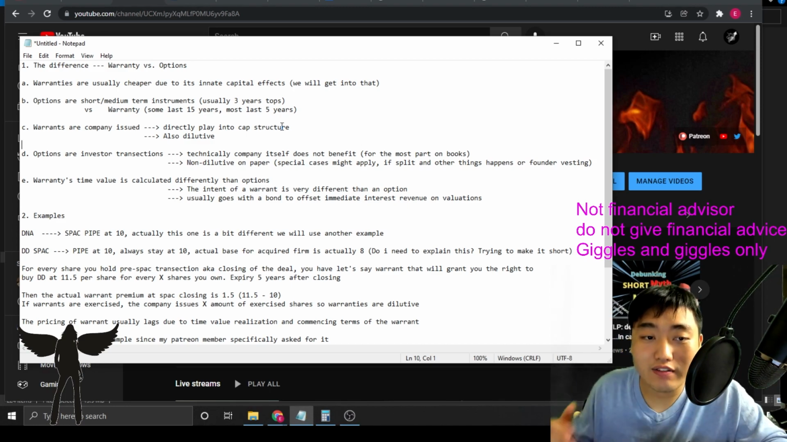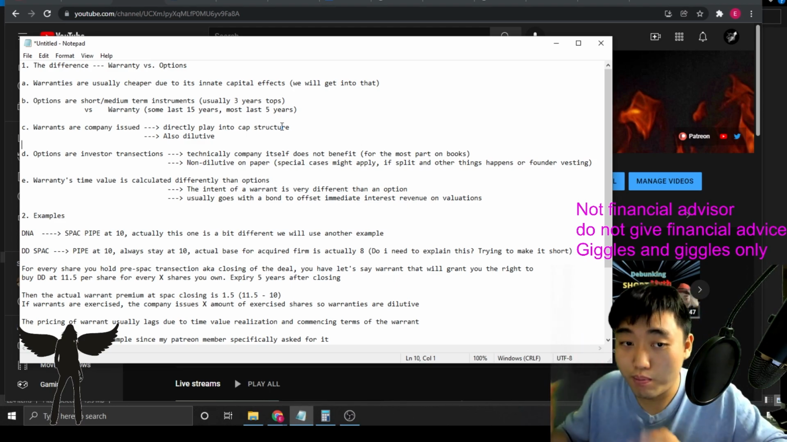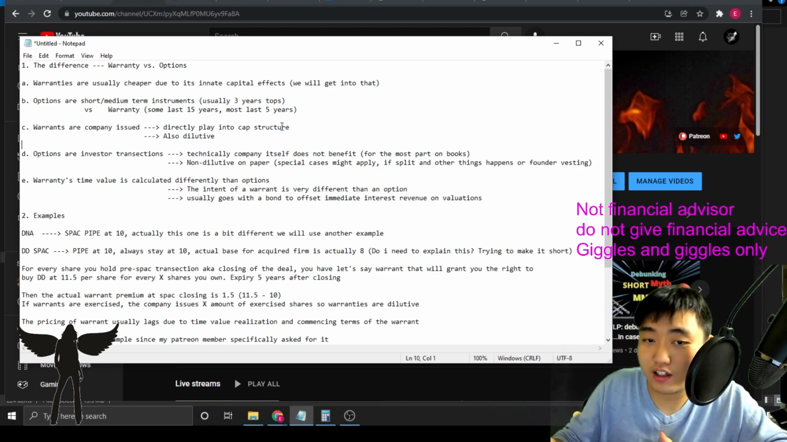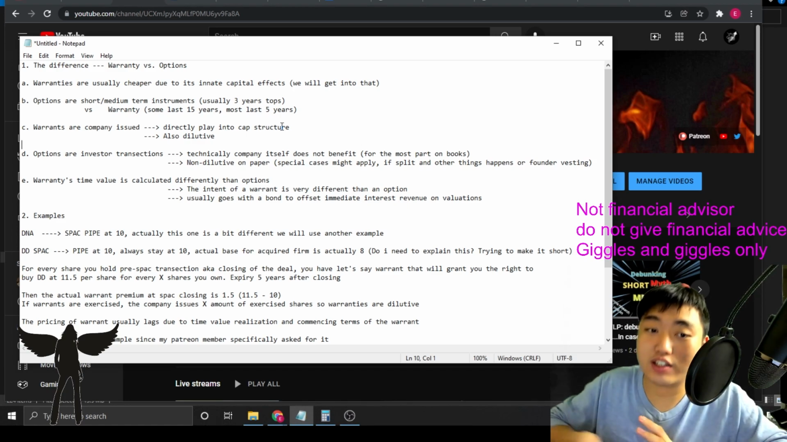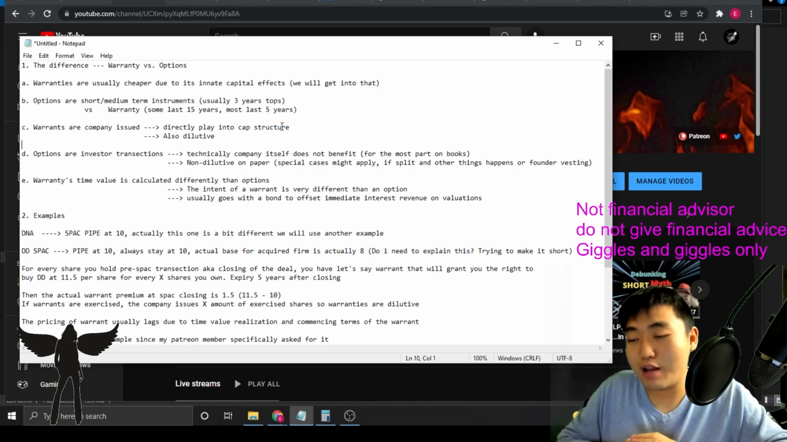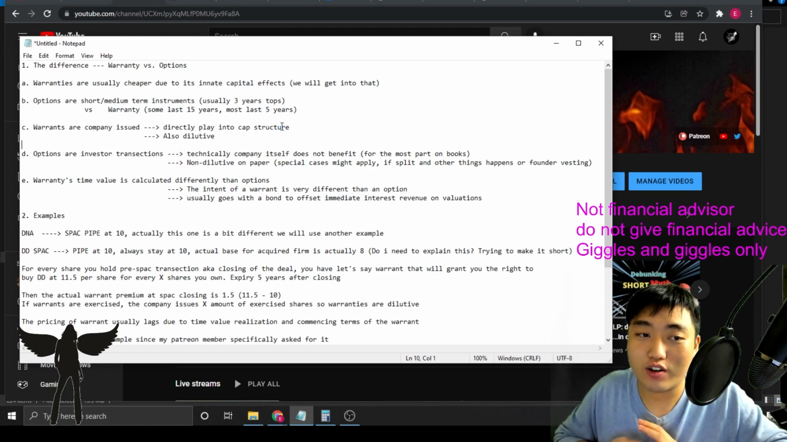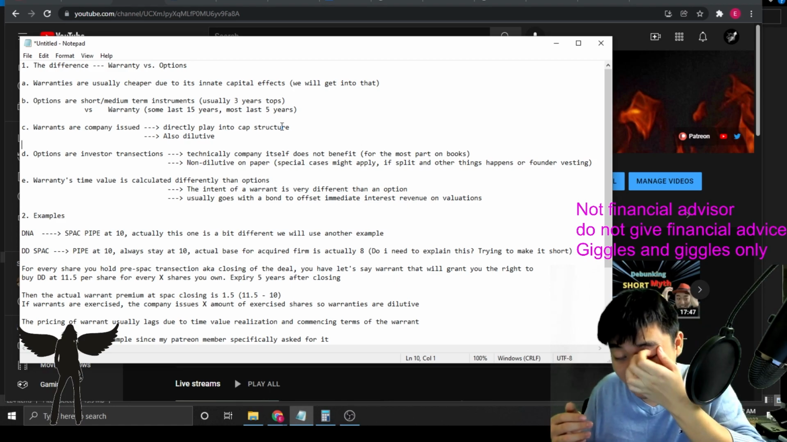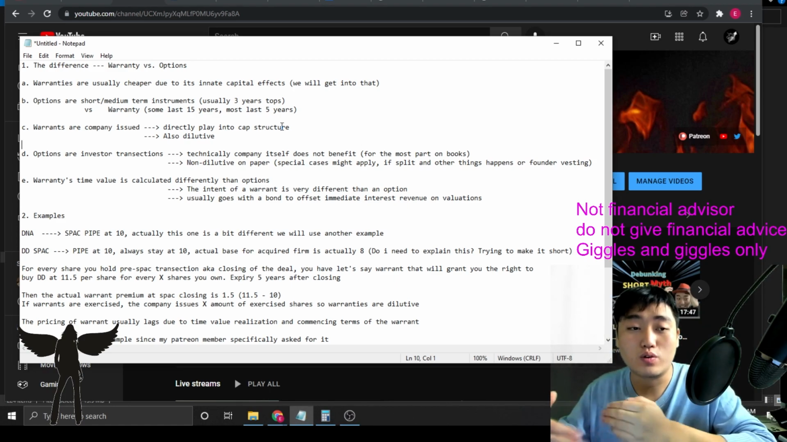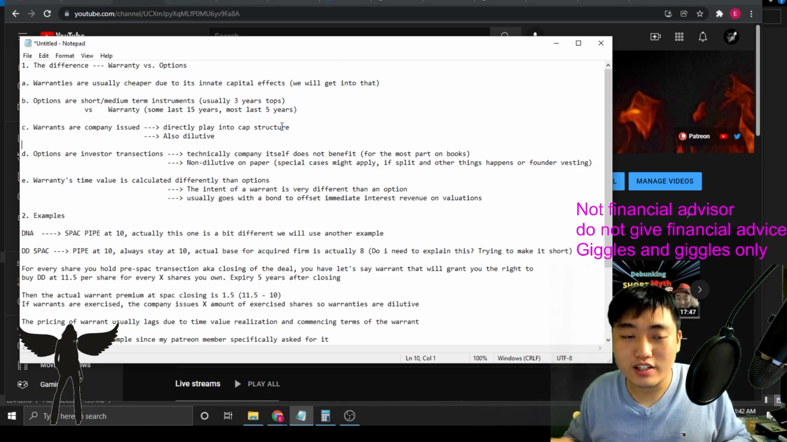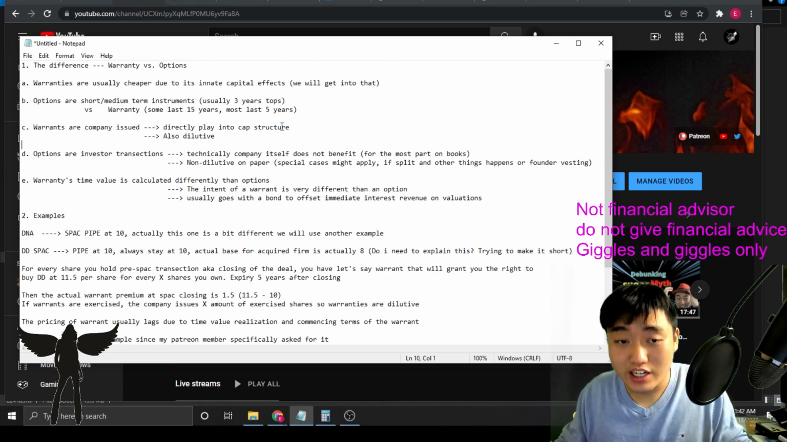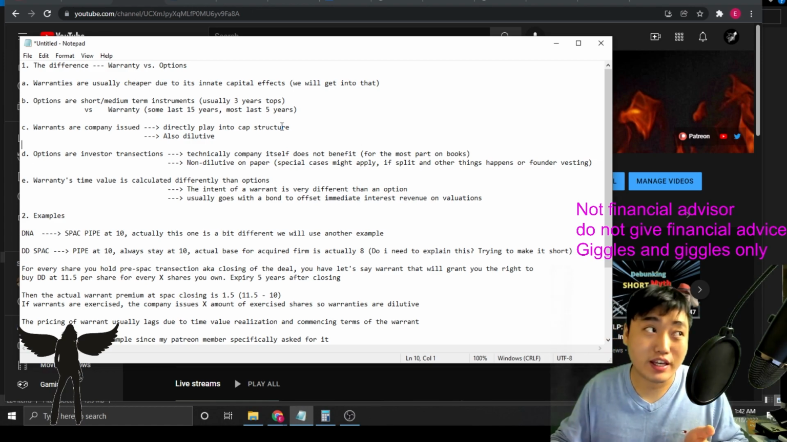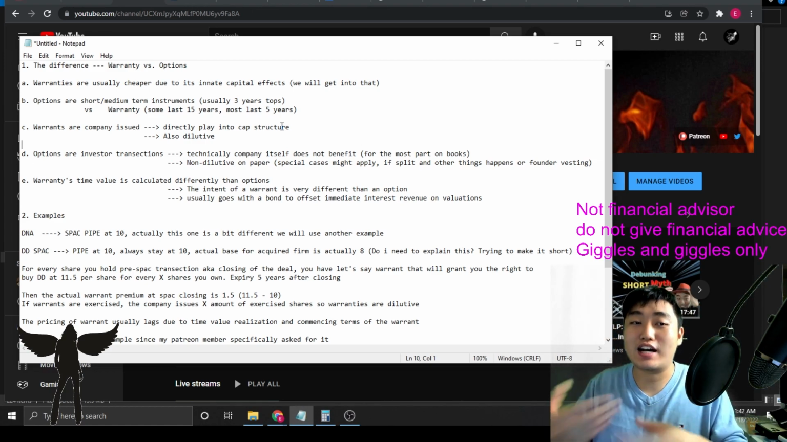And then that $11.5 goes directly into the company's balance sheet, so on book, because you have to actually pay cash to get it since you're exercising it. And because you have to pay cash for it, the base value of a warranty traded on exchanges is usually way lower than options, because you actually have to give up the cash to exercise it.